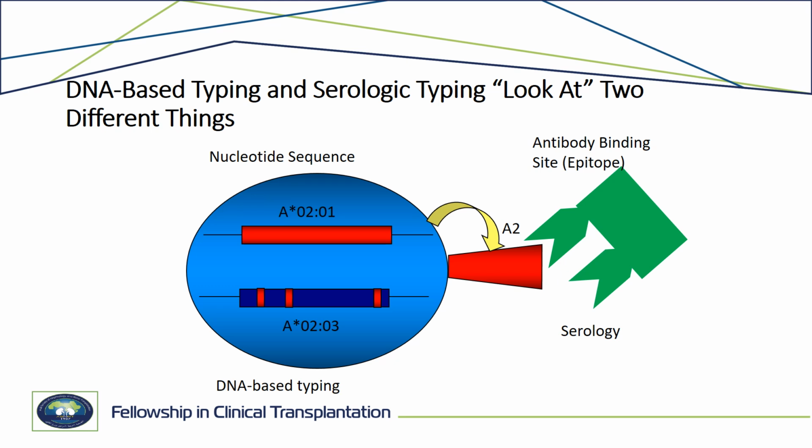One of them is A*02:01, the other A*02:03, but both of them will have the A2 protein. When you put in an antibody that recognizes A2, this antibody will bind to the A2, and this is called the serological method. So by serology, you can type this patient as a homozygous A2, meaning he has the same A2, but with the molecular method, this patient will be typed as a heterozygous A*02:01 and A*02:03.